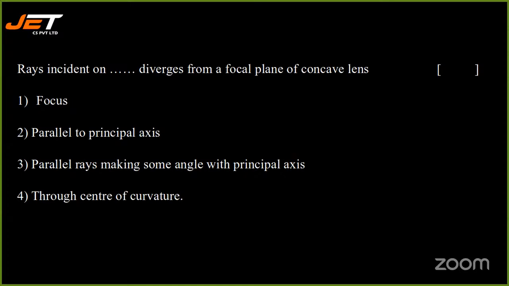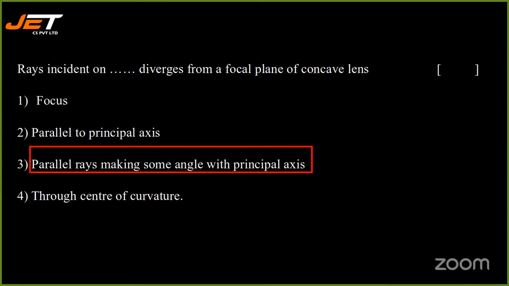So rays incident on dash diverge from a focal plane of a concave lens. So just draw a ray diagram, everyone, in your notes of a concave lens, because it is diverging. What if the rays are incident on focus, if it diverges from there, or if it is parallel to principal axis, or if it is making an angle with principal axis being parallel rays, or through center of curvature? Okay. So the answer is parallel rays making some angle with principal axis.